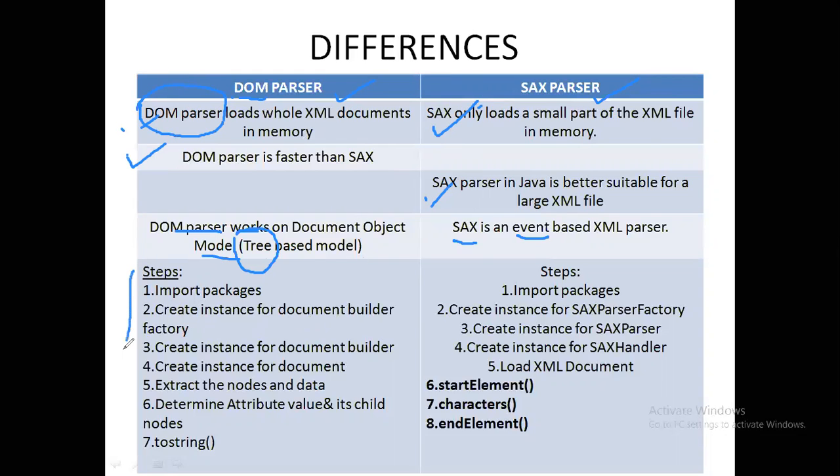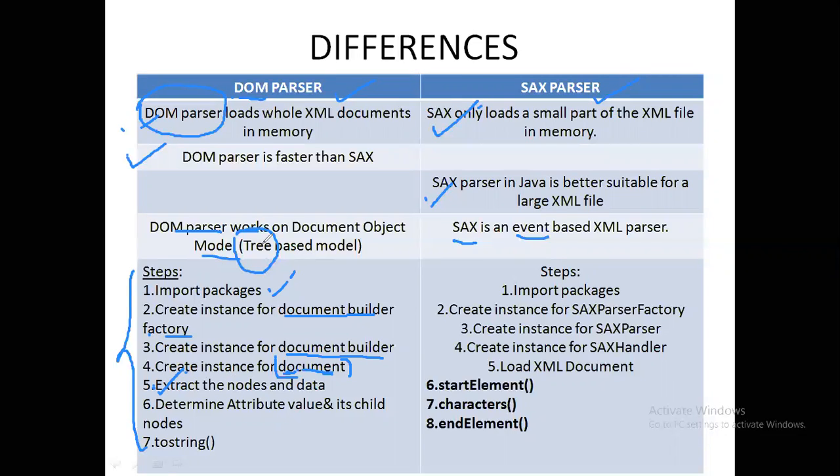So these are the steps we have to keep in mind while writing the program for DOM parser in Java. First of all, we have to import the necessary packages. Second, we have to create the instance for document builder factory. Third, we have to create the instance for document builder. Fourth, we have to create the instance for documents. So with the help of document instance, we can load the XML document. After that, we have to extract the nodes and data.